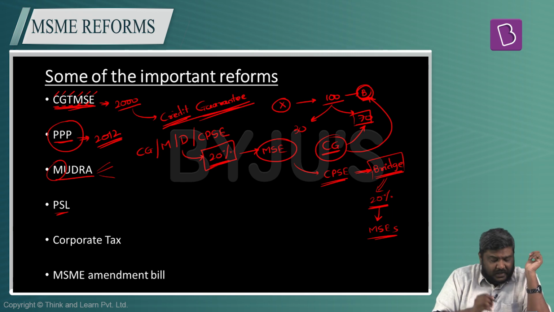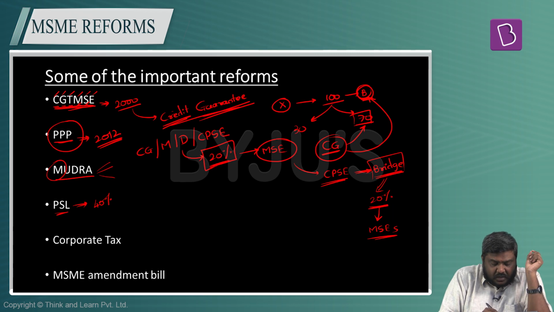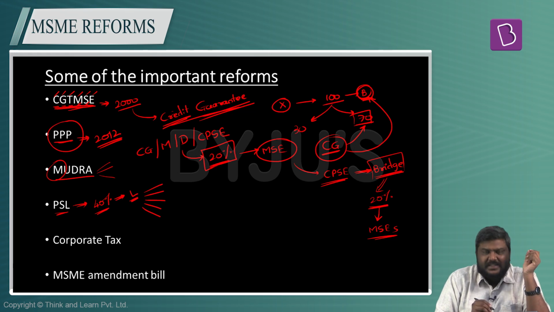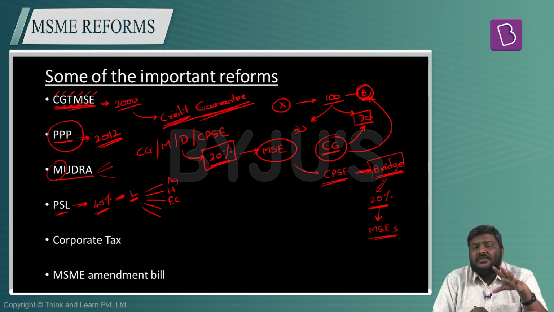Under priority sector lending, RBI mandates that 40% of their credit flow, or the total loans issued in one year, have to go to some of these particular sectors. These sectors are agriculture, housing loans, export credit, and so on and so forth.